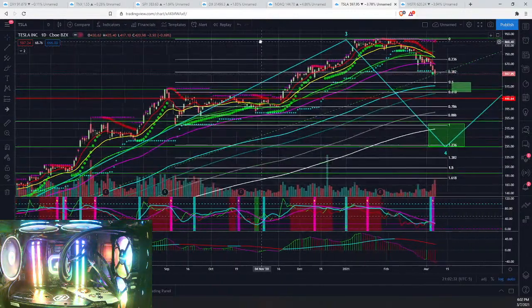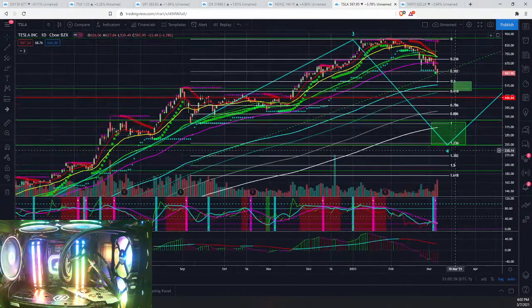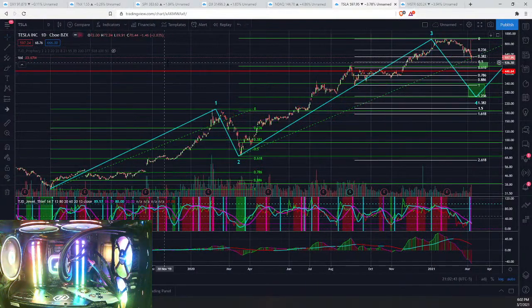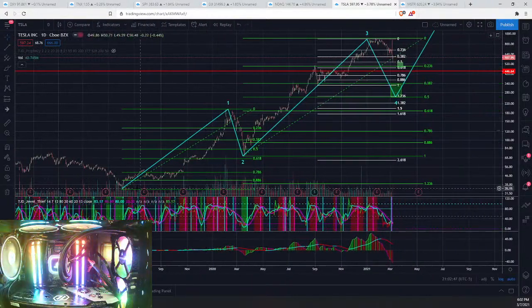All right, let's look at Tesla now. Oh man, this one's a doozy. You guys have obviously seen my view on Tesla. I think overall Tesla on the macro is going way higher, way higher. But it looks to me like we put in from the bottom here at $33.